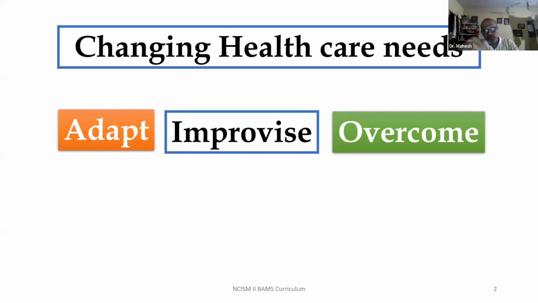What Agada Tantra has done so far is just adaptation. We have adapted it not as it was in the Samhitas, but as per modern toxicology and forensic medicine. So we need to change it, right? We need to improvise to meet changing healthcare needs. If we improvise and work on that, somehow we can overcome the challenges, and we can have our own identity as Agadatantra, as an established clinical branch.